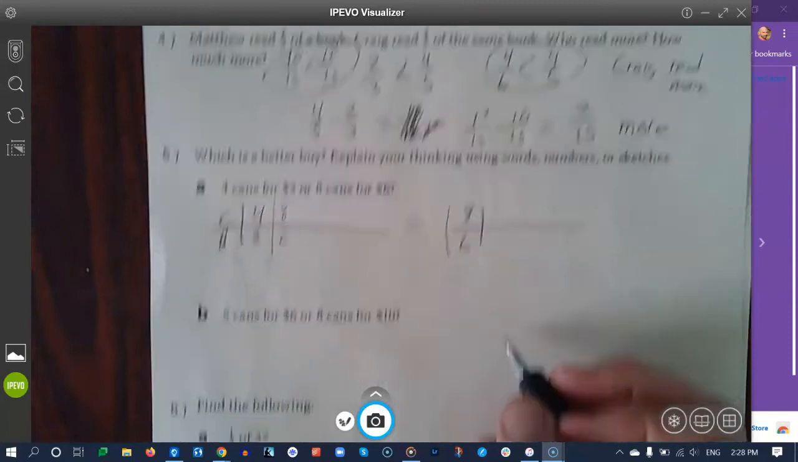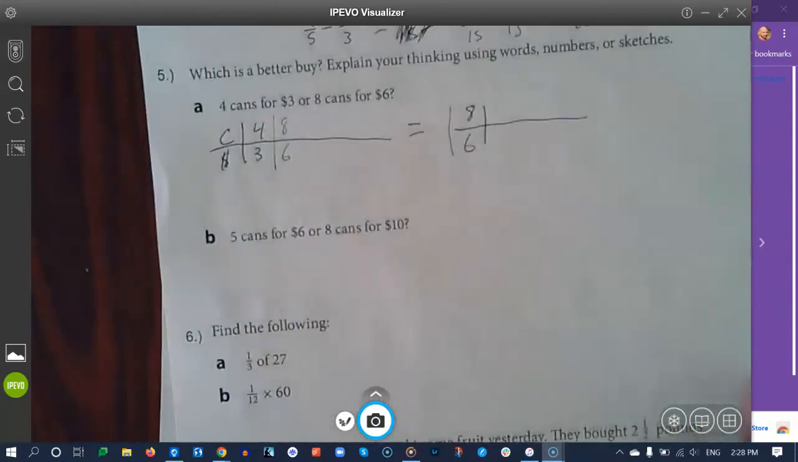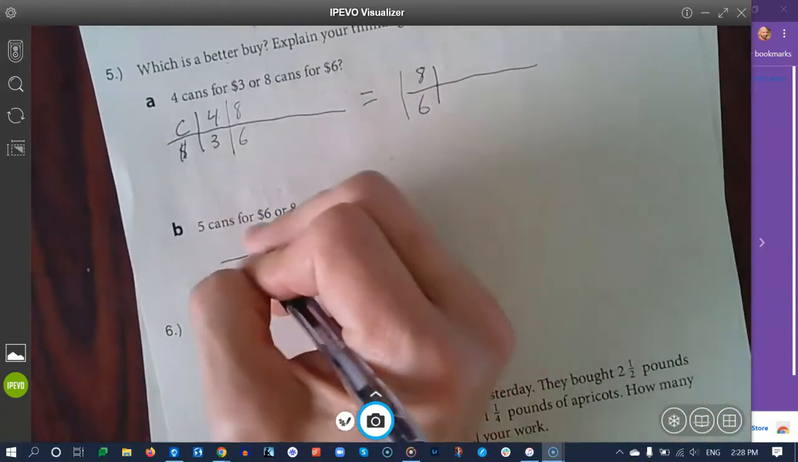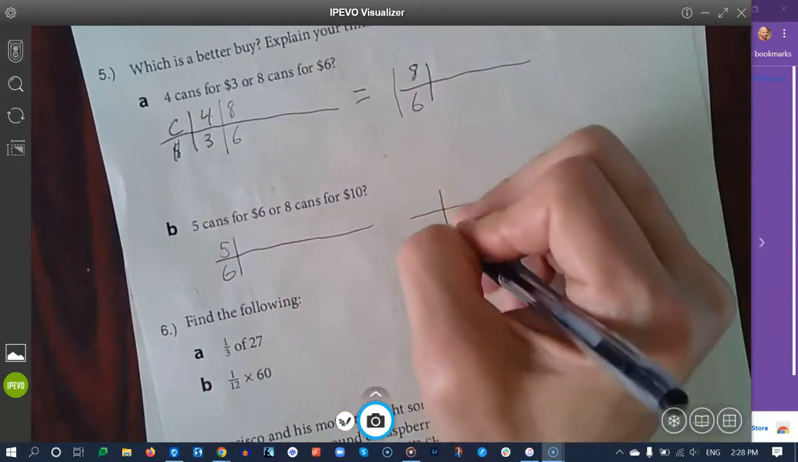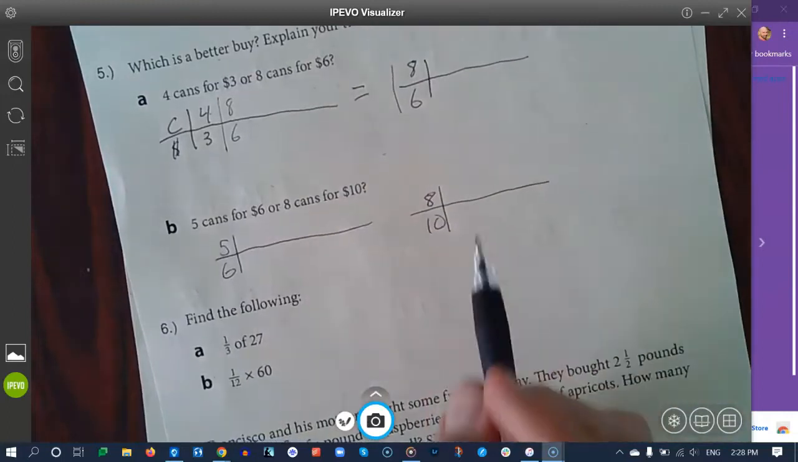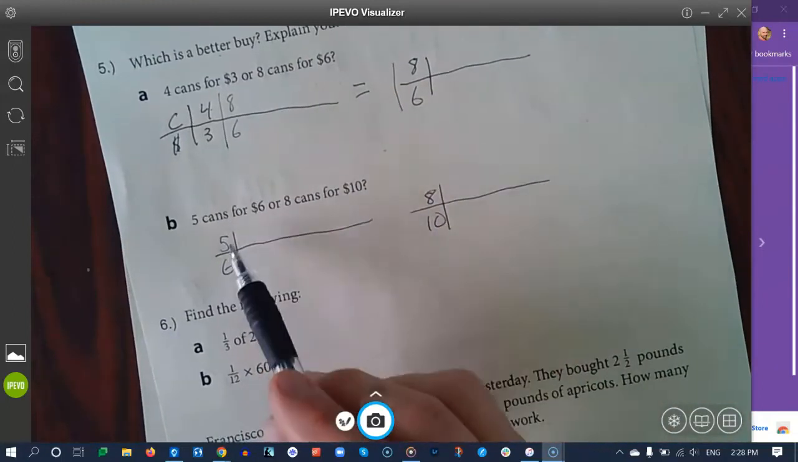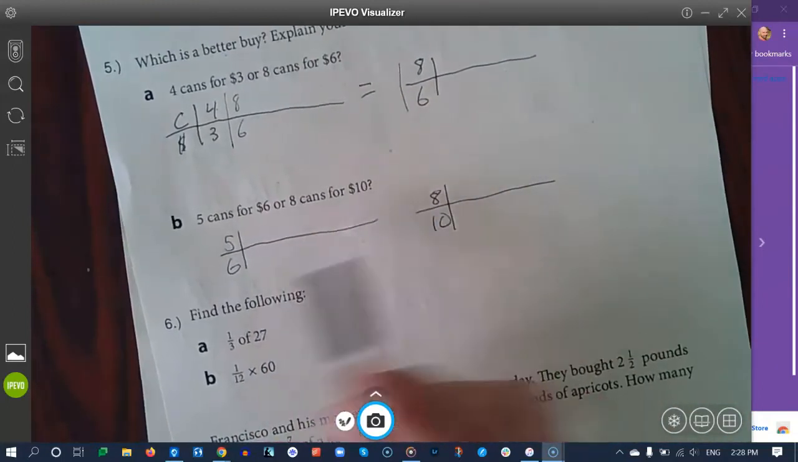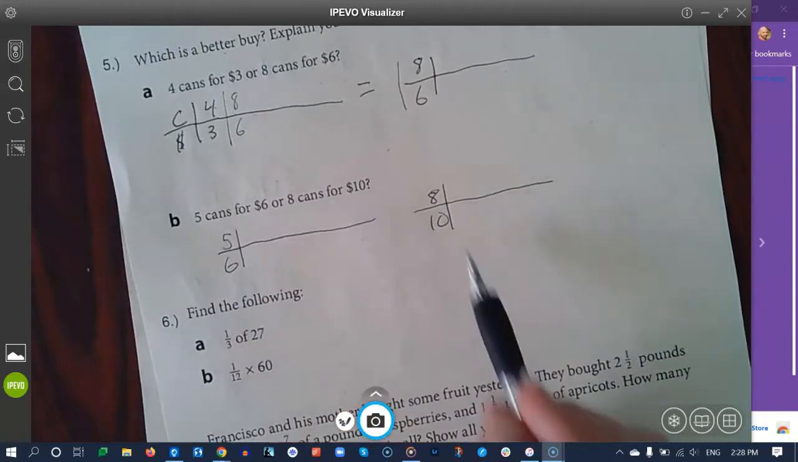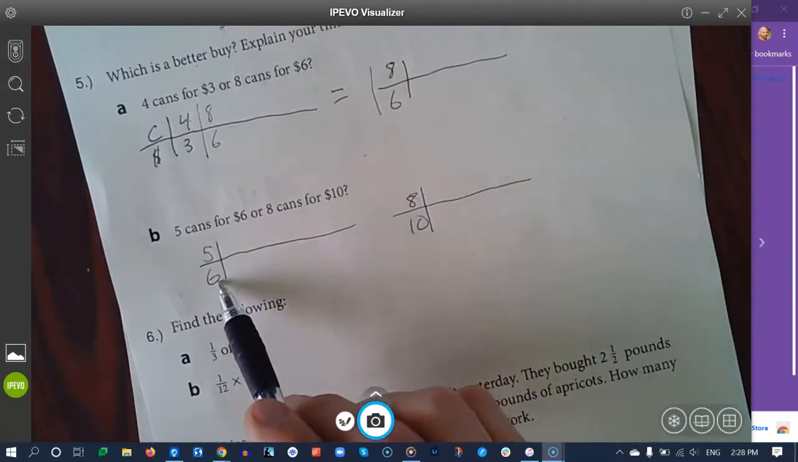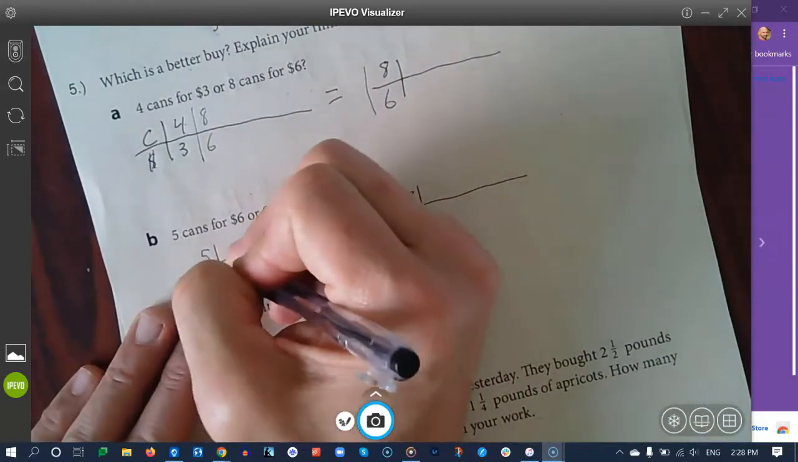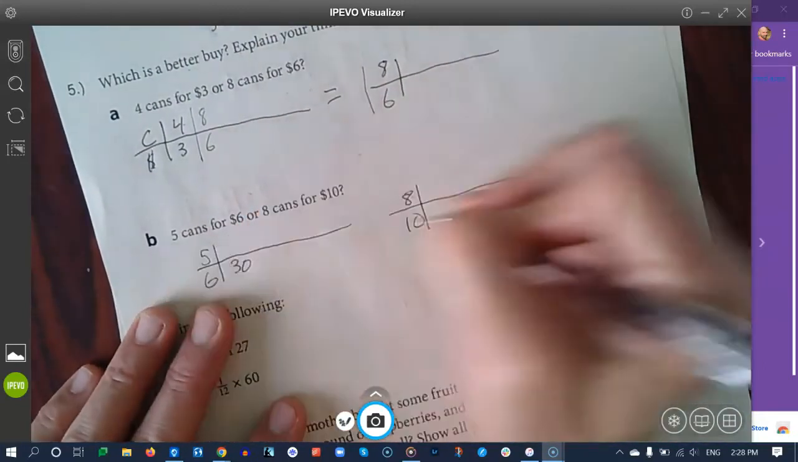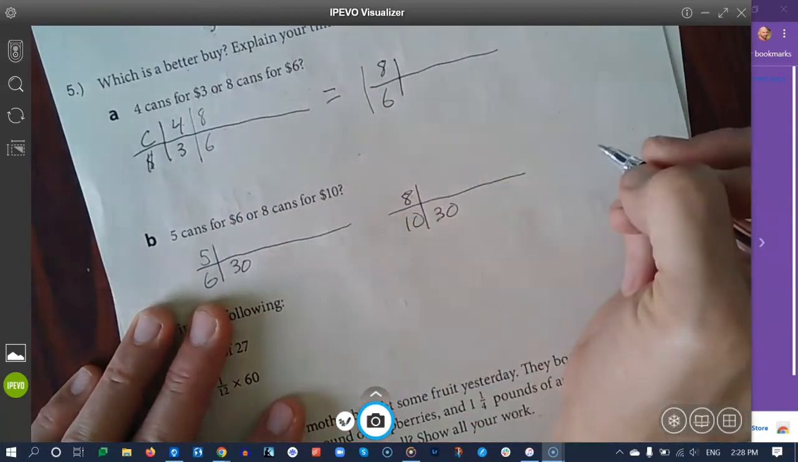So that means these are equal. They are equal. All right, down here, 5 cans for $6 or 8 for 10. So can I get 5 to 8? No. So I guess it would have to be 40 cans or $30. Why don't we do that by 30? So if I want, I can get each one to 30. So I can get this to $30 and I can get this to $30.